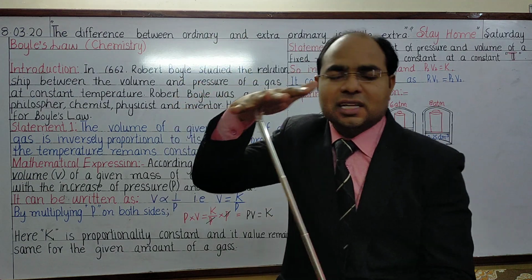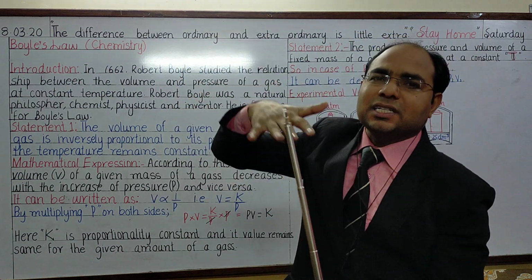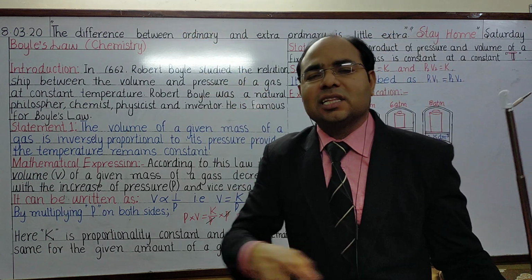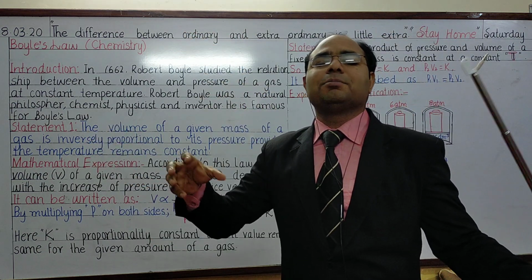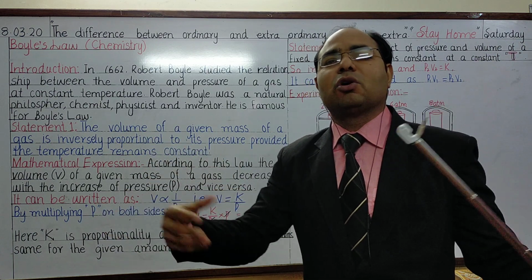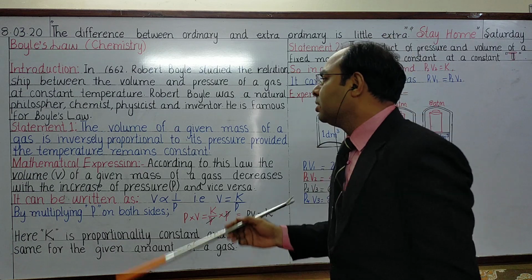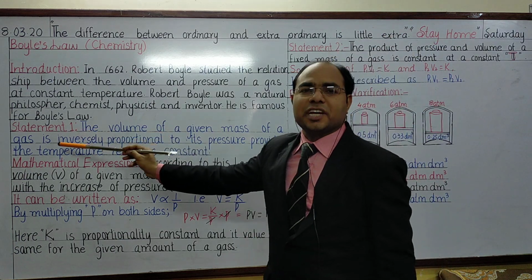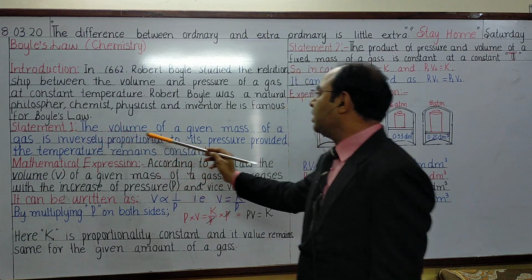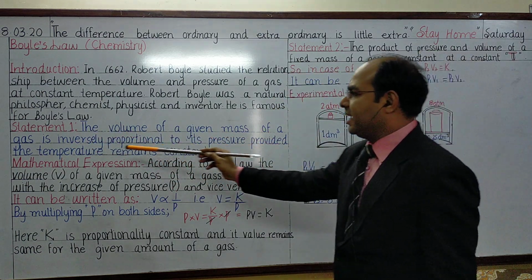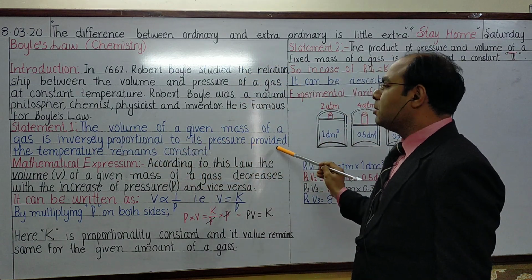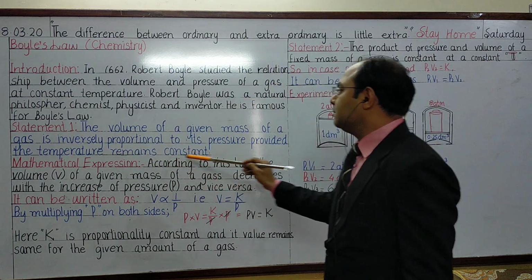But if it be the other case, that I increase pressure and the volume is also increased, that means one thing is increasing, the other thing is also increasing, and that means this relation is said to be directly proportional. And you know, this is how it is. What is the statement about Boyle's law? He observed and wrote: the volume of a given mass of a gas is inversely proportional to its pressure, provided the temperature remains constant.